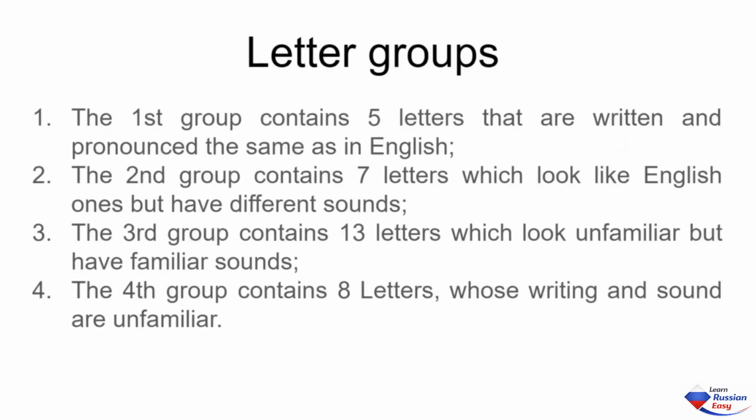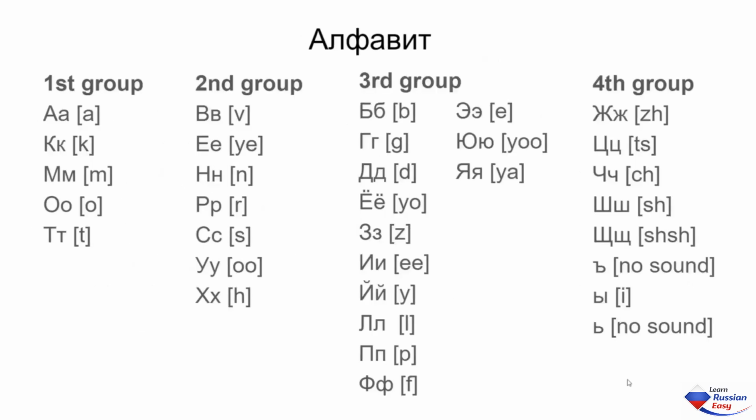So, the first group contains 5 letters that are written and pronounced the same as in English. The second group contains 7 letters which look like English ones but have different sounds. The third group contains 13 letters which look unfamiliar but have familiar sounds. And the last group contains 8 letters whose writing and sound are unfamiliar. Press pause and write it down, please. Let's start with the first group. I guess you will remember this letter in the easiest way.